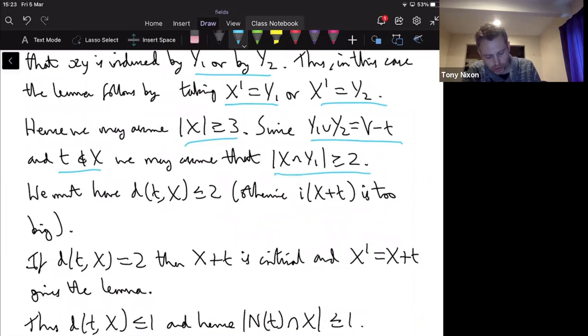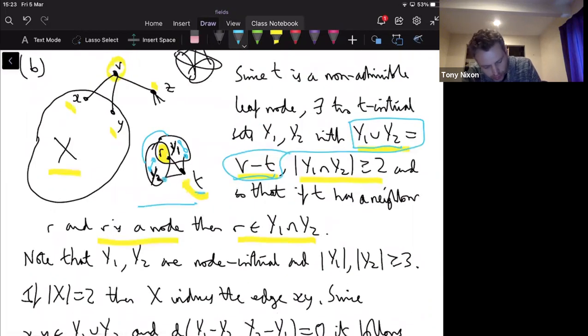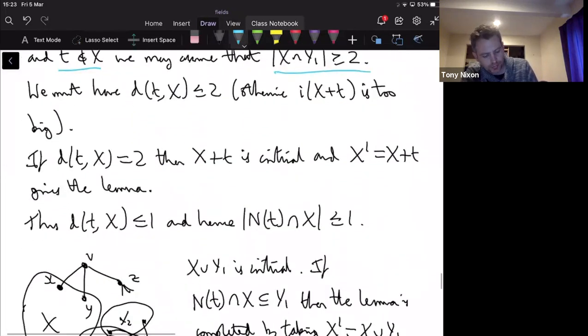But first what I want to worry about is this node T: how many of its 3 neighbors lie in X? So we have a critical set X, and there's this node T. If it has 2 neighbors in X, since it's not the neighbor of V of degree at least 4, then X union T is critical, and our bigger node critical set would just be X plus T. So that was a trivial case. So we know the number of edges between T and the critical set X is at most 1, which is basically saying that the neighbor set of T intersect X is at most 1.